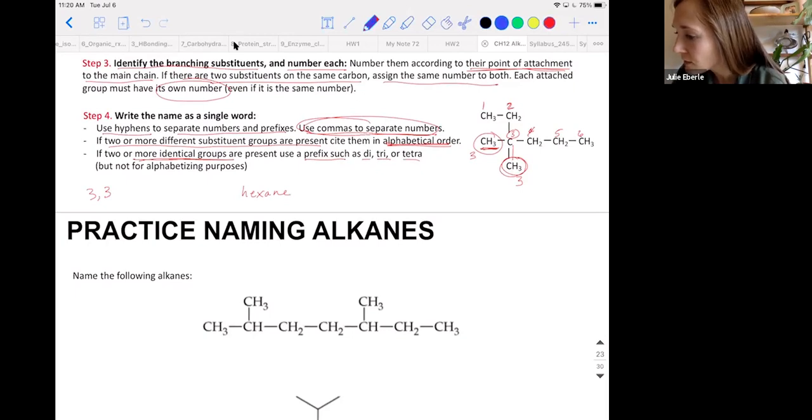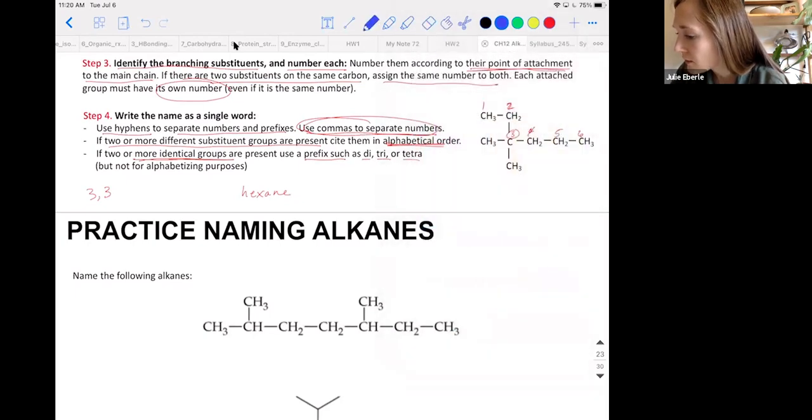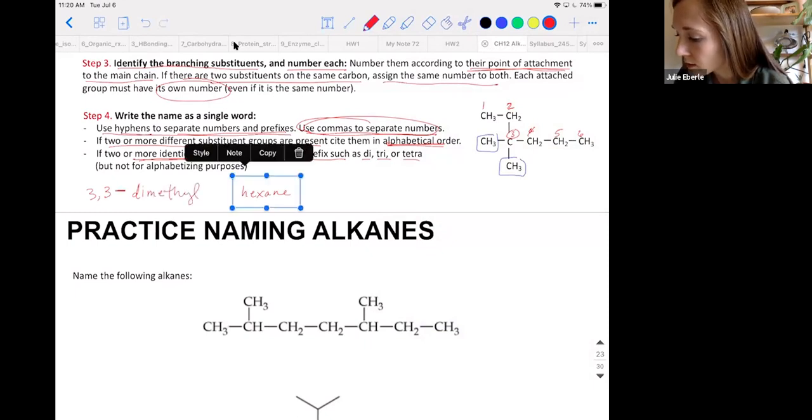And it says if you have 2 or more identical groups, and we do, both of these substituent groups, why don't I actually box them in blue, a different color? Maybe that'll make it easier to see. Both of these substituent groups are identical. They're both methyl groups. So I have 3, 3, and it says use hyphens to separate numbers and prefixes. So I'm going to use a hyphen here to separate 3, 3 dimethyl. And then I can scoot hexane over.